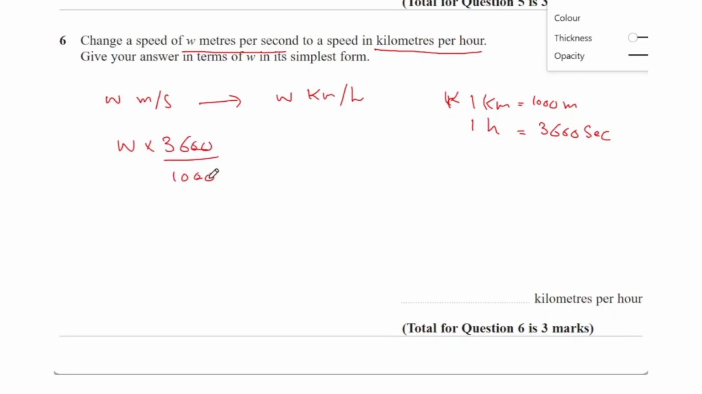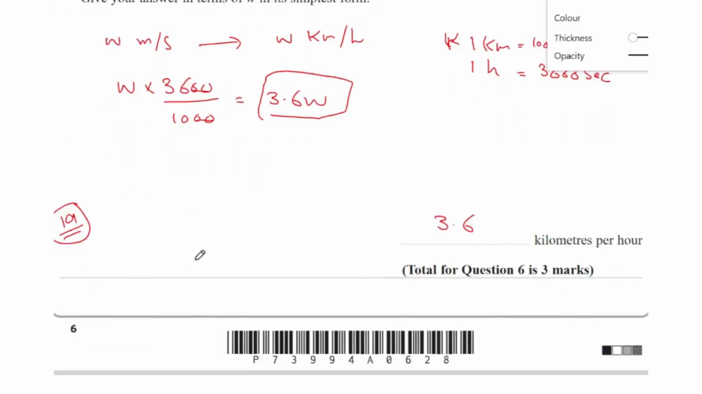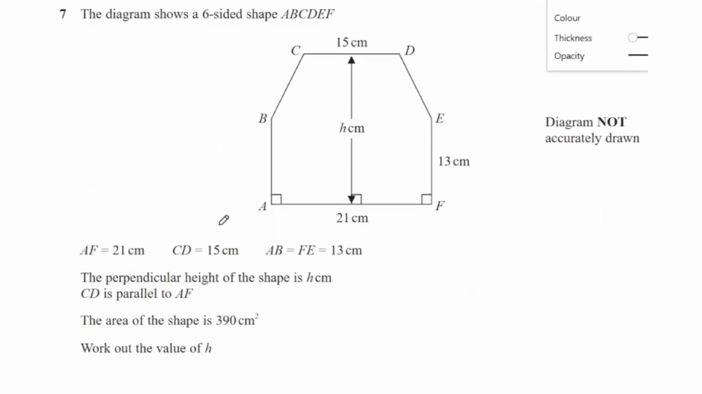So these two zeros cancel out. So you will get over here 3.6w. 36 divided by 10 is 3.6w. Look, this is a really simple question. That's why it's 3 marks. So you can easily get 3 marks. So if you solve these 6 questions, which are really easy, you can get 19 marks easily up to question number 6. Okay, let's move on to number 7.